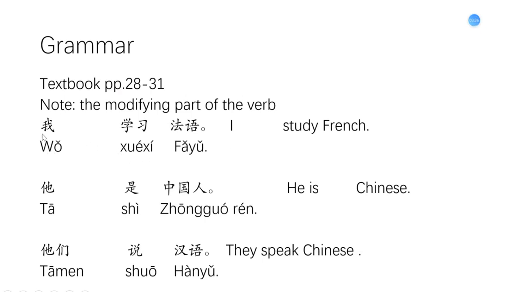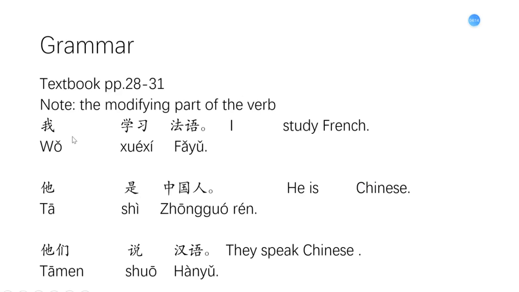Okay, the first one, 我学习法语. What's the meaning of the sentence? Right. 我学习法语 means I study French. And the next one, 他是中国人, which means he is Chinese. The last sentence, 他们说汉语. They speak Chinese, right? By now, I believe that all of you understand these simple sentences.